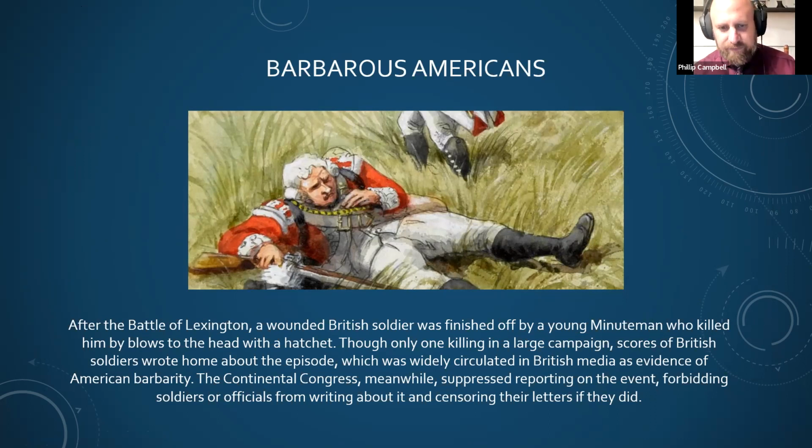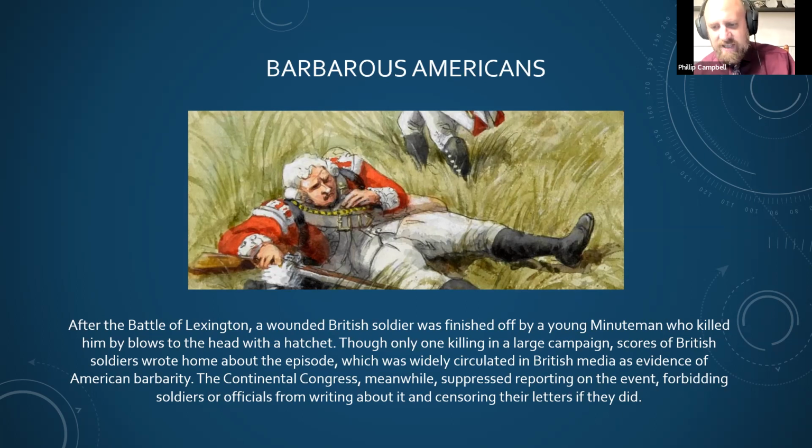So after the Battle of Lexington, you had this situation where there was a wounded British soldier lying there crawling around on Lexington Green, and a young Minuteman came up to him and killed him by whacking him in the head with a hatchet over and over again. Actually, come to think of it, I don't even know if the guy actually died. I think the Minuteman might have been such a noob that he couldn't even successfully kill a guy by hitting him in the head with a hatchet. I feel like I remember reading the guy survived, but I don't remember. Perhaps he died. I mean, I don't know. But you had this Minuteman who came up and was whacking a British soldier in the head with a hatchet.